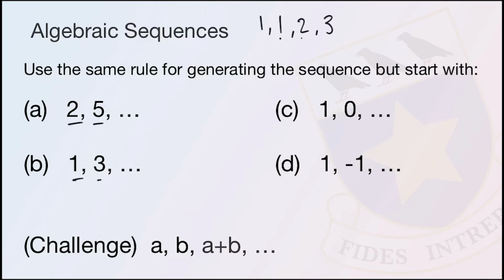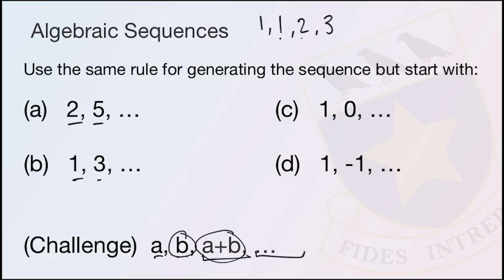What I'd like you to do, pause the video now and use the same rule for generating the sequences, but instead start with these different numbers here. So start with 2, 5, start with 1 and 3, and then try starting with 1 and 0, and maybe 1 and -1. And then for a challenge, for those people who feel really confident with this, try using some letters instead. So start with A and B, and of course if you add A and B together, you'd get A plus B. And then what would you get after A plus B when we're adding this and this term together? So pause the video now and see if you can generate some of these sequences.